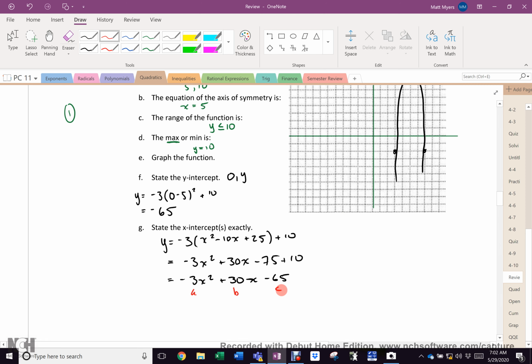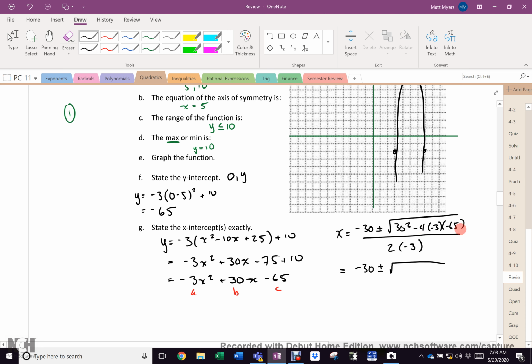A, B, C. So x, that's because we're looking for the x-intercept, equals negative 30 plus or minus the root of 30 squared minus 4 times negative 3 times negative 65, over 2 times negative 3. Now, if you left it like that, I'd still give you your full mark. No problem at all. But, of course, if you want to really do well, you should simplify that as much as possible.